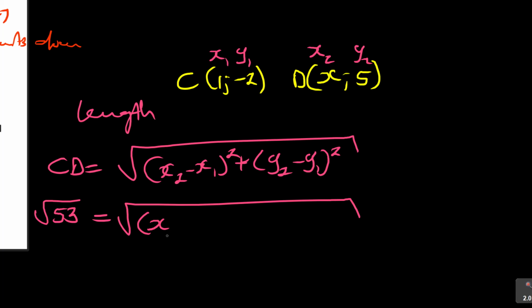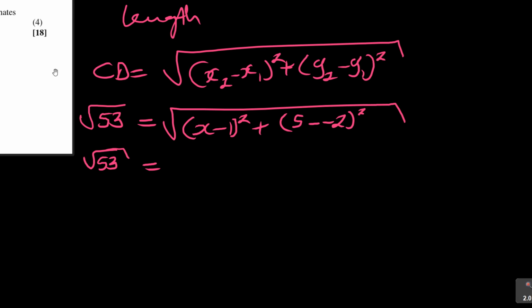This is my x2 minus x1, which is x minus 1 squared, plus y2, which is 5 minus 2. That's where they try to catch you. So the square root of 53 is equal to, and when you're solving for this now, it's the square root of, leave out this thing for now, (x minus 1) squared. Simplify that with a calculator to just get the final answer. You don't have to stress.